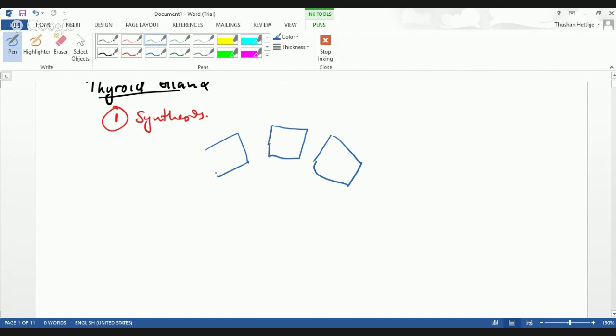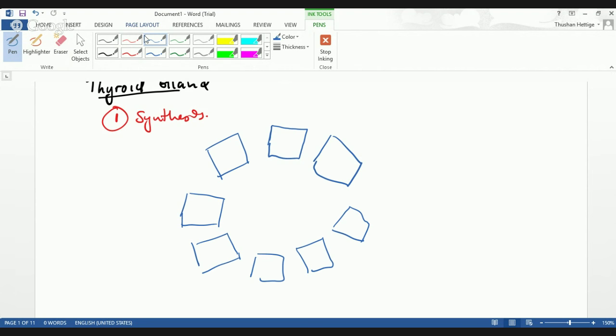I'm just drawing one out, and let's see if it comes back to you. Do you remember that they're circular structures? They're circular with a cuboidal epithelium surrounding them. Very good. What's in the middle? Colloid. Very good, you still remember.